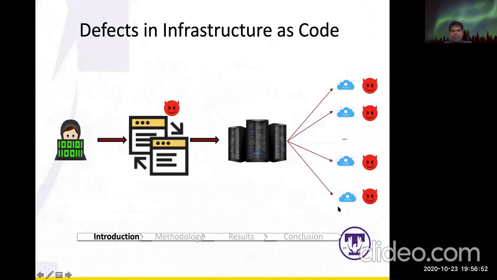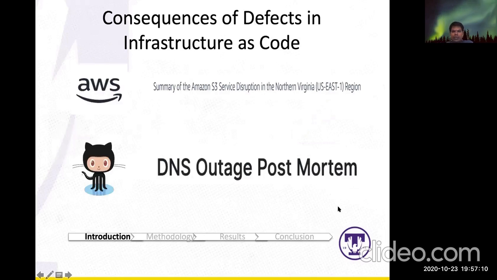However, there is a problem related to defects. What happens when defects appear in infrastructure as code scripts? Due to its execution nature, they get propagated into all instances that are being provisioned using infrastructure as code. And defects in infrastructure as code have consequences.